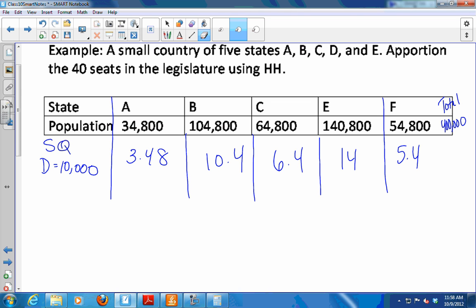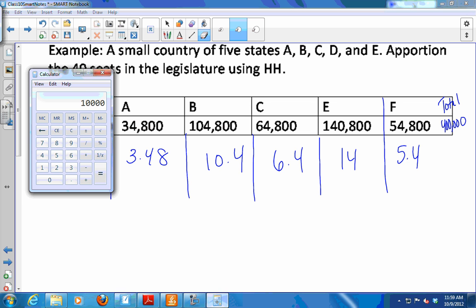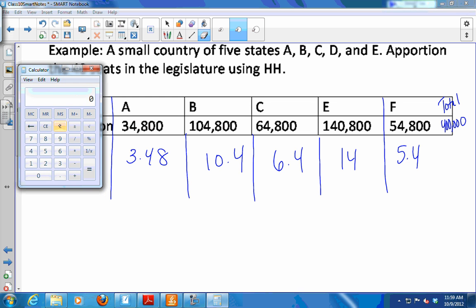So now I have to round these according to Huntington Hill. So in order to round them, I have to get the geometric mean between the lower quota and the upper quota for each of these. So for the 3.48, I have to multiply 3 times 4 and square root it, and I get 3.46. Wait, why do you have to times it by 3.4? The lower quota and the upper quota, right? 3.48, the lower quota is 3, the upper quota is 4, right? Yeah. So you take the geometric mean of 3 and 4. Okay. That's 3 times 4 and square root it.